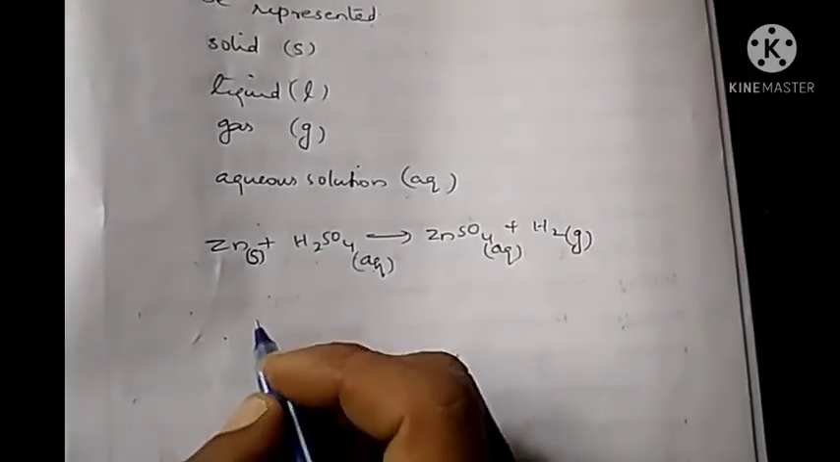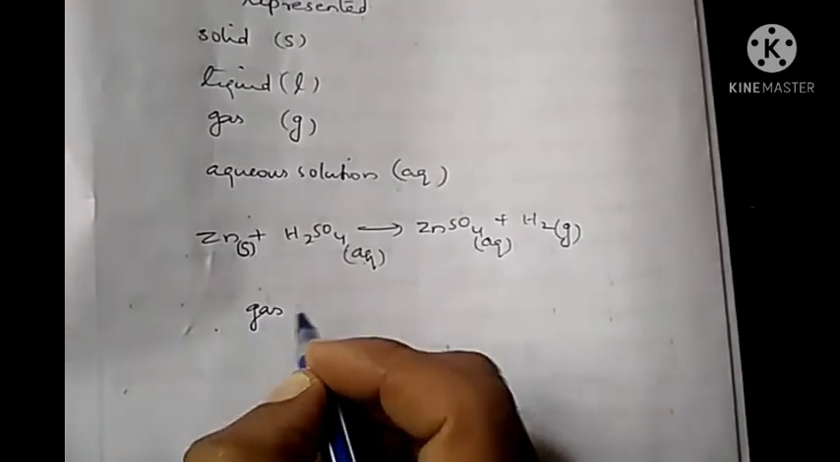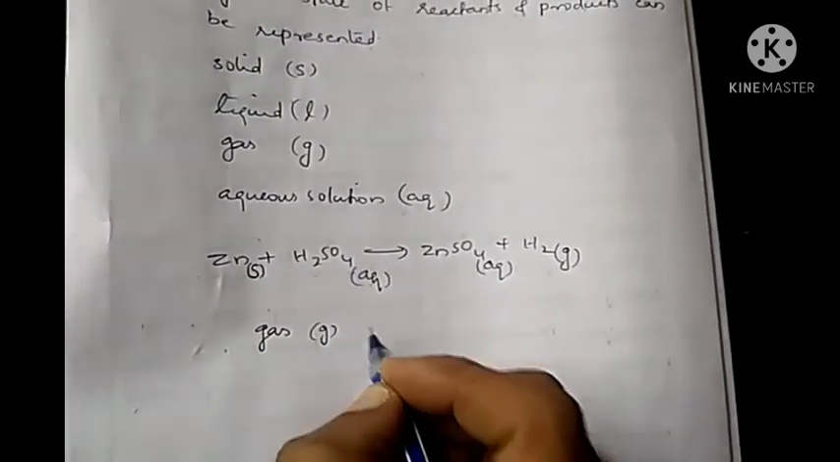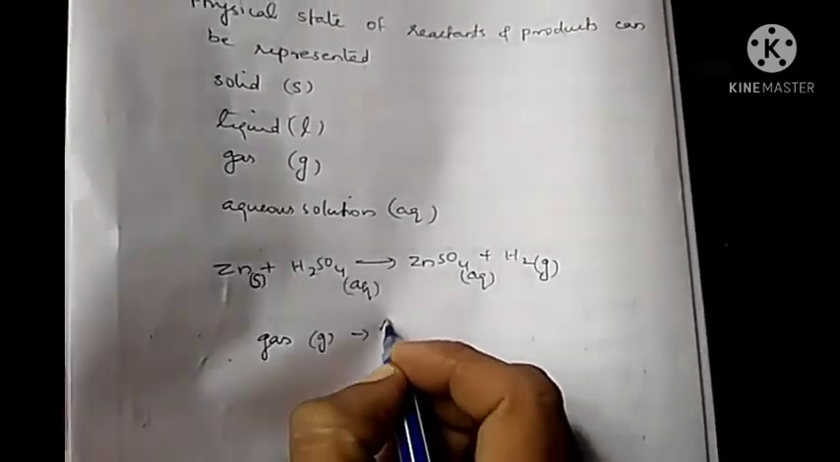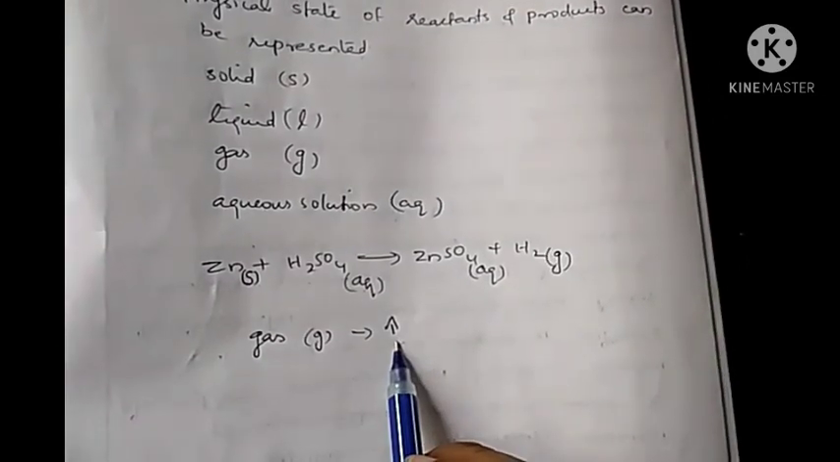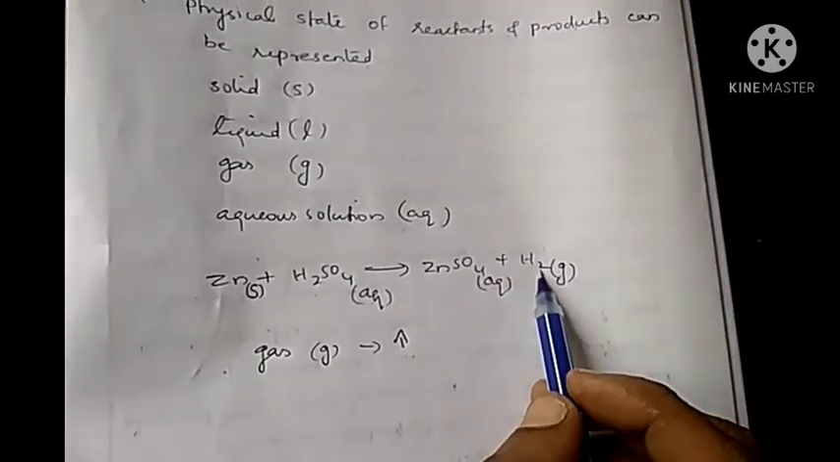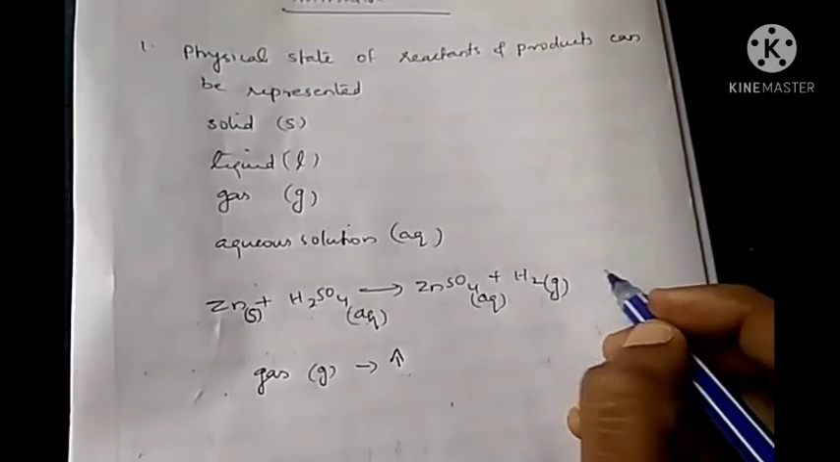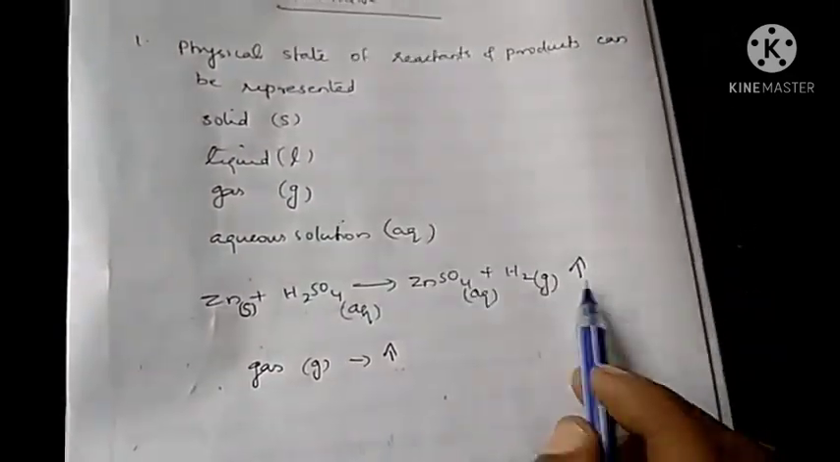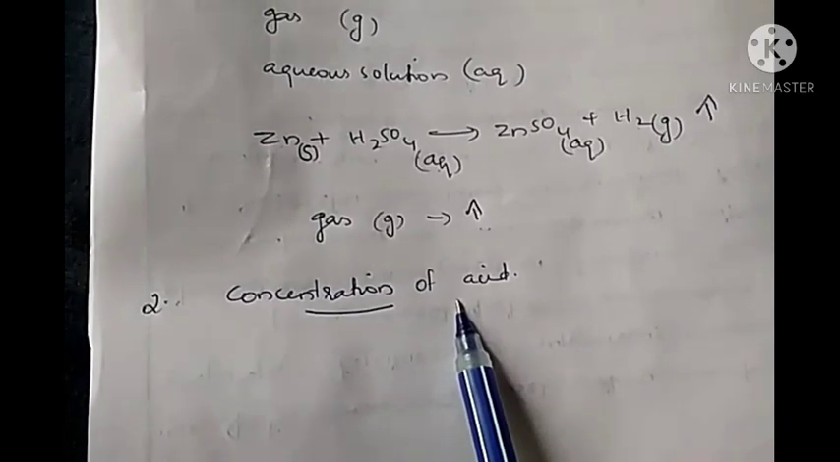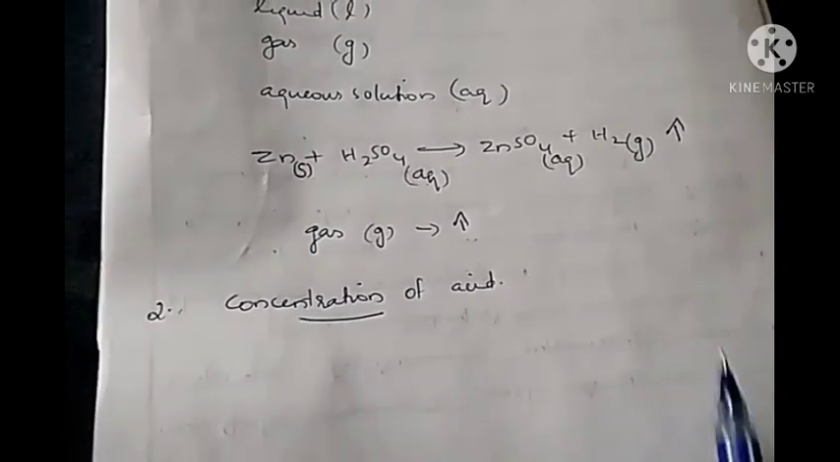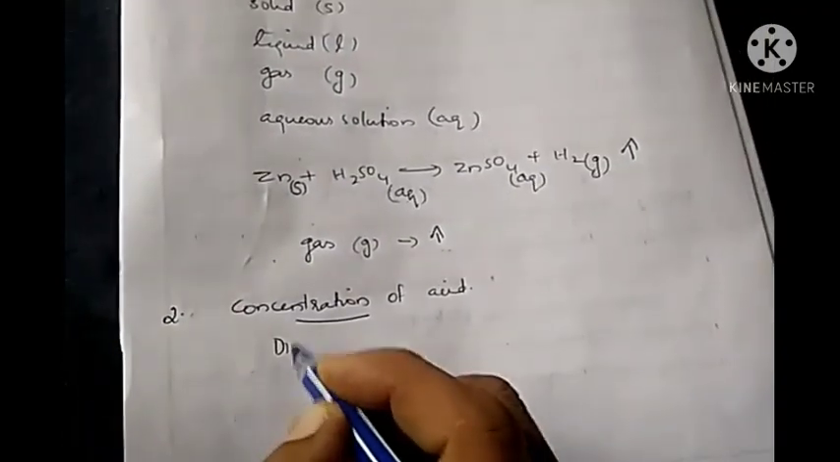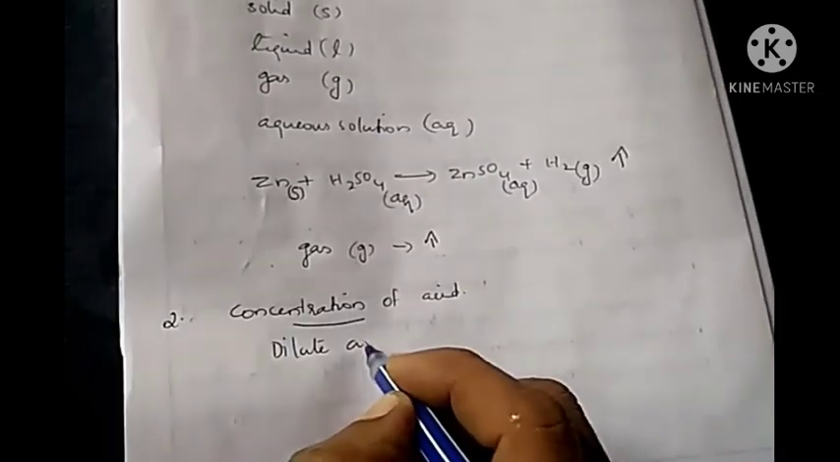Then if one of the products is a gas, instead of writing G in brackets, we can put an upward arrow like this. This also represents gas. So here H2 is a gas, so instead of writing G in brackets, we can put an upward arrow like this. That also represents gas. The second point is that the concentration of acid we can represent in the equation. There are two types of acids, that is dilute acids and concentrated acids.